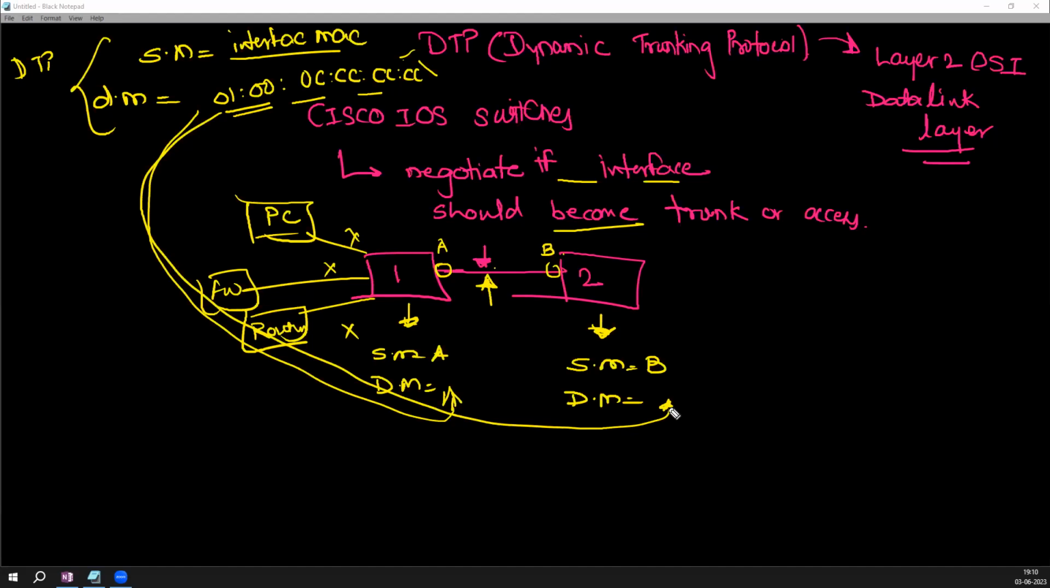I believe you guys were not there in the last session where we spoke about the default VLAN. So these DTP details are exchanged through the default VLAN. The default VLAN is VLAN 1. Details exchanged through the default VLAN.